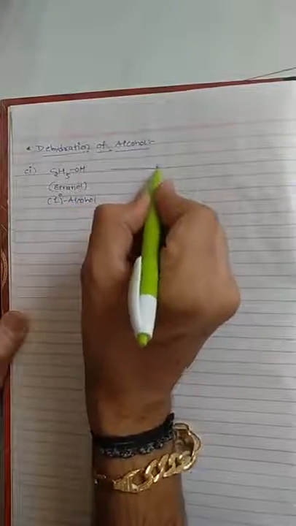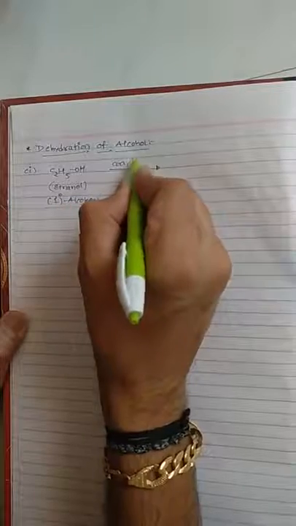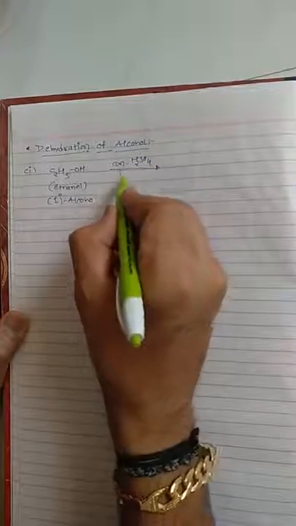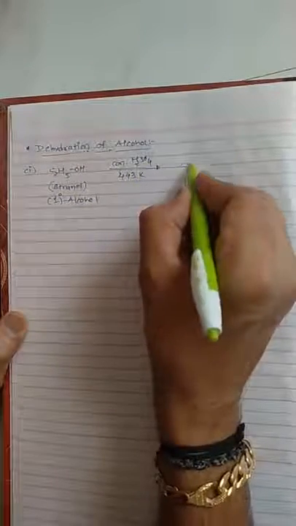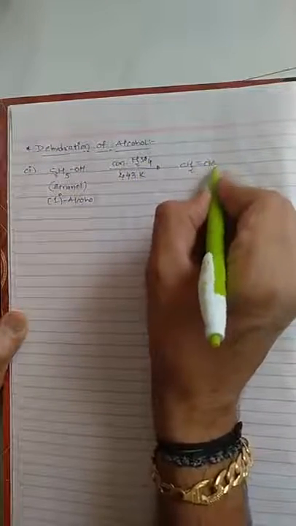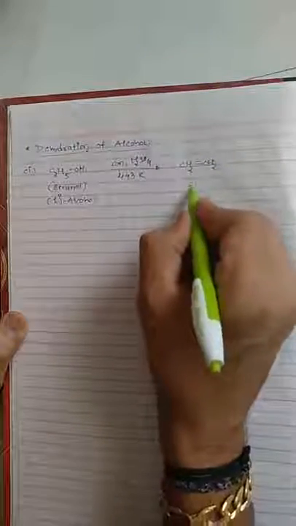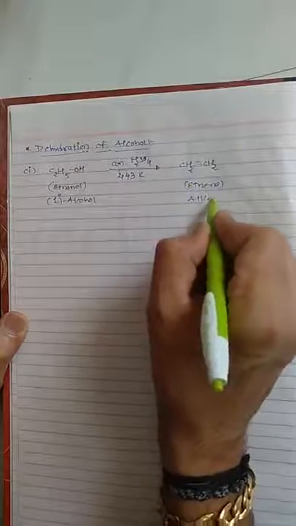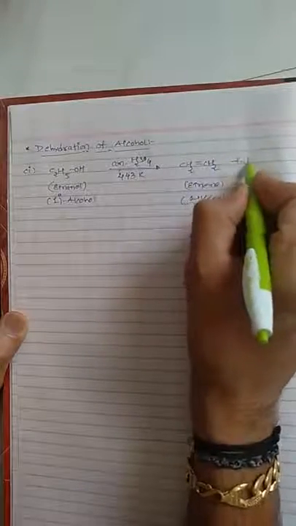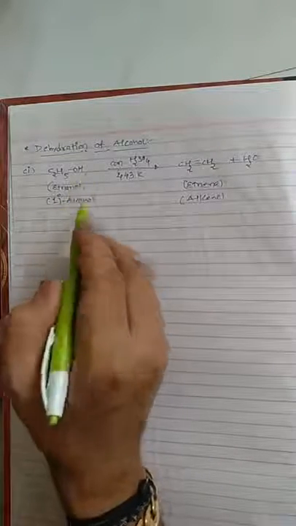When it reacts with concentrated sulfuric acid at a higher temperature, like 443 Kelvin, here temperature plays an important role, it will form ethene as a product. Ethene means we get an alkene as a product with loss of water. So this is all about primary alcohol.